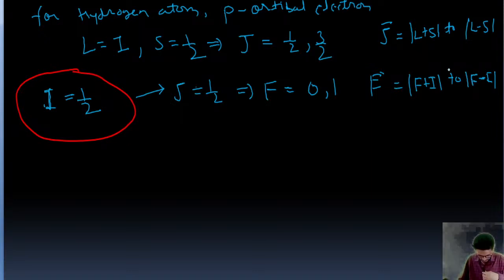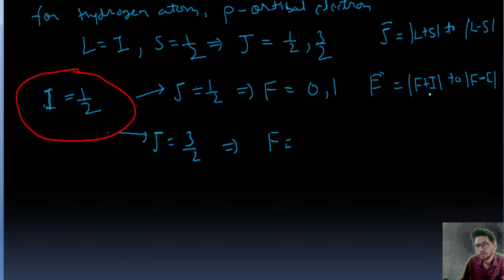Mod of f minus I. So this is the value for f. Now for I equal to 1 by 2, and the value of j, because we have two values of j, right? The second value is 3 by 2. In that case, f is going to be, the f value is mod of f plus I to mod of f minus I, right? So this value is going to be 1, 2, right? 1 comma 2, 1 comma 2.